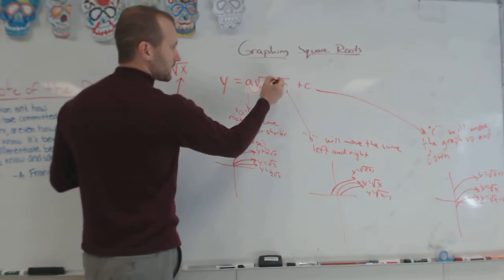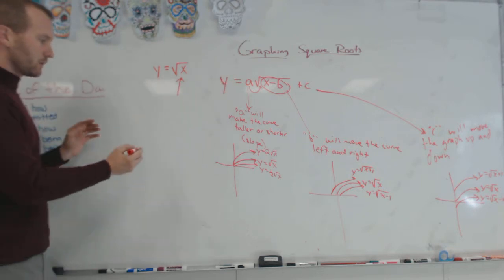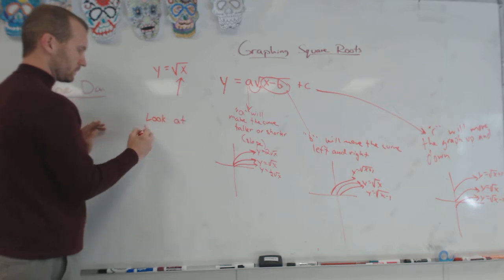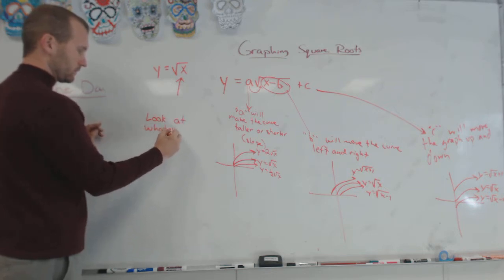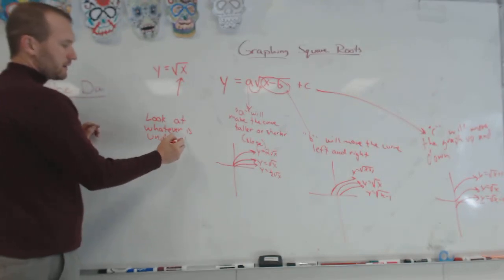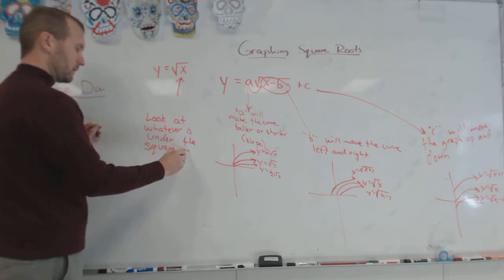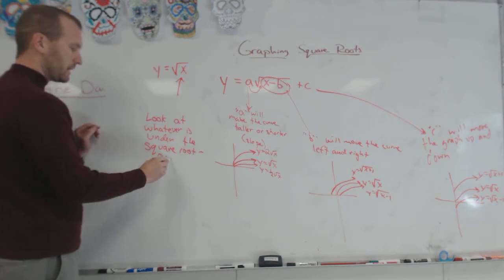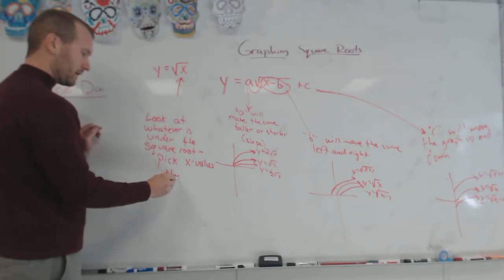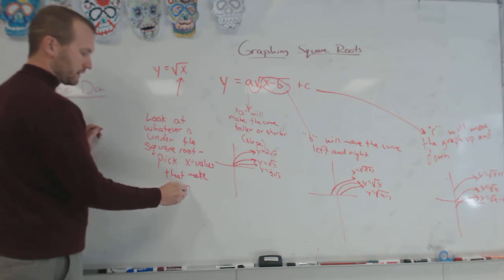So you're looking at this like x minus b or ax minus b, whatever is under the square root. So you're going to use this when it's more complicated. Whatever is under the square root, that's called the argument of the square root. And then pick x values that make it a perfect square.